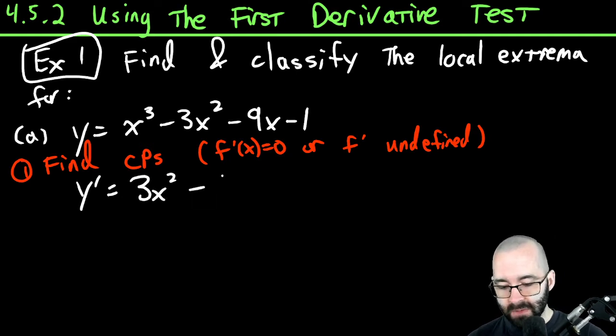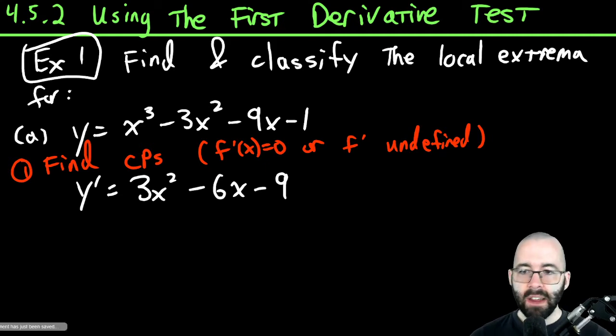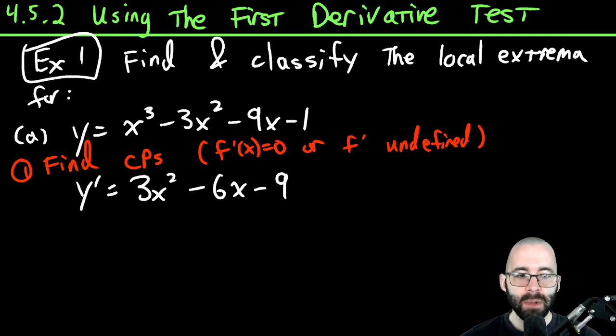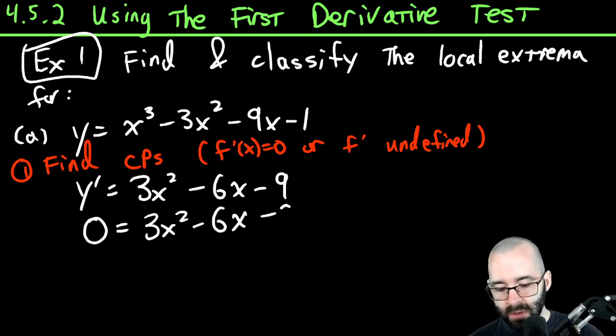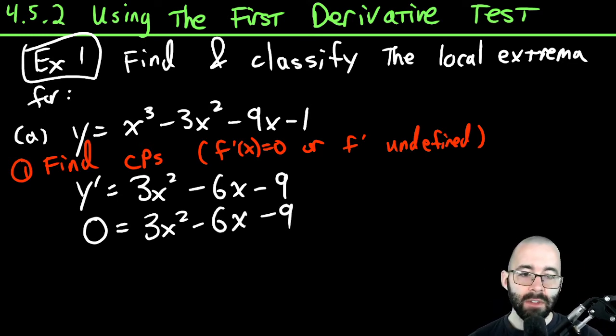3x squared minus 6x minus 9. Well, this is defined everywhere. This is a quadratic, a parabola, so it's never going to be undefined, but it will equal 0. When does the derivative equal 0? Well, when this is true. And now we have to solve this.